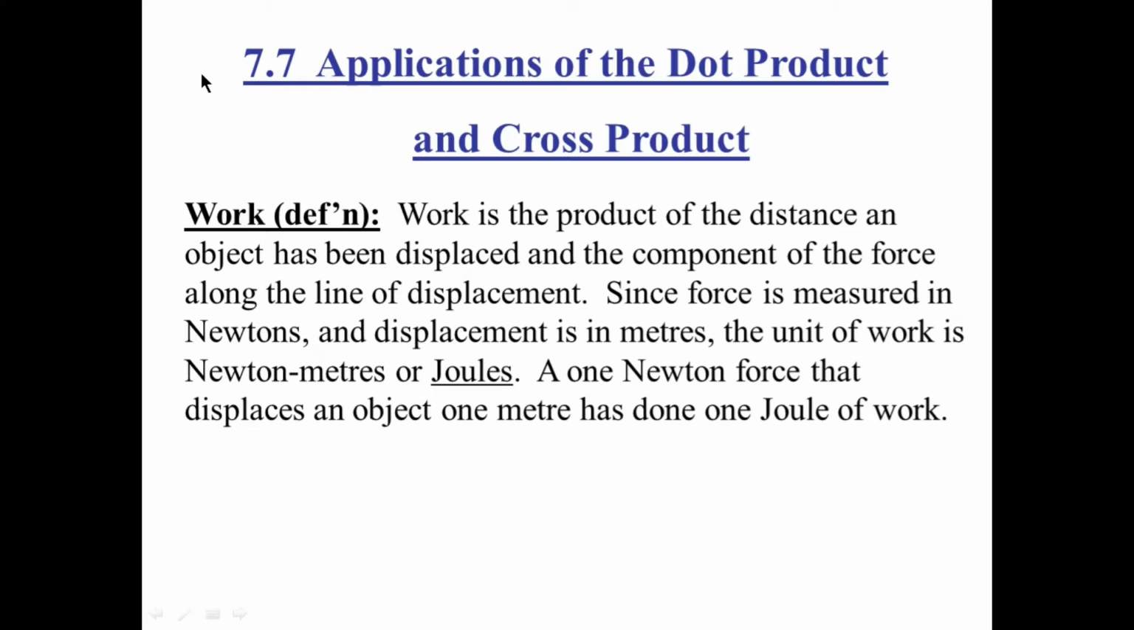Work, by definition, is the product of the distance an object has been displaced by the component of the force acting in the direction of that displacement. Since force is measured in newtons and displacement is in meters, the unit of work is newton meters. These are called joules. So a 1 newton force that pushes an object 1 meter has done 1 joule of work.